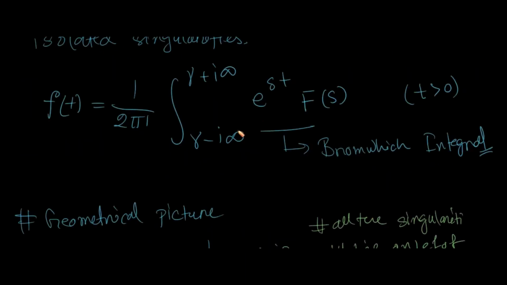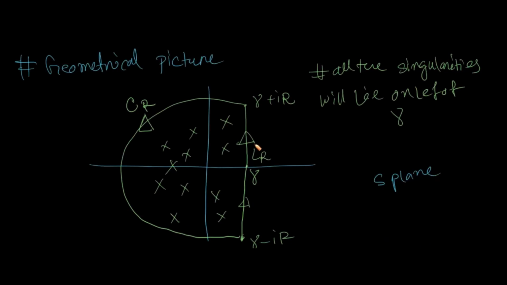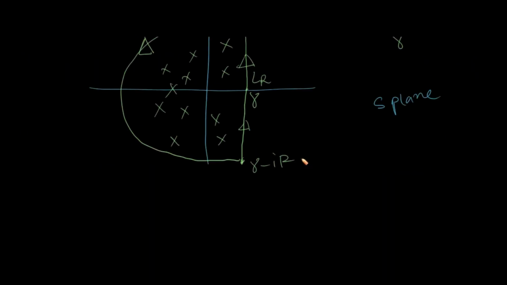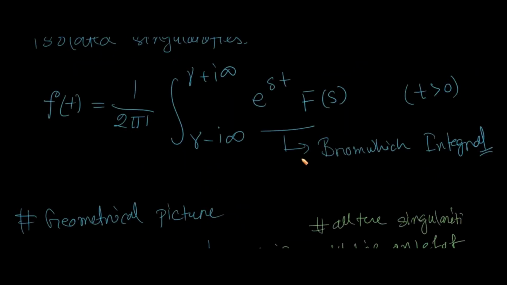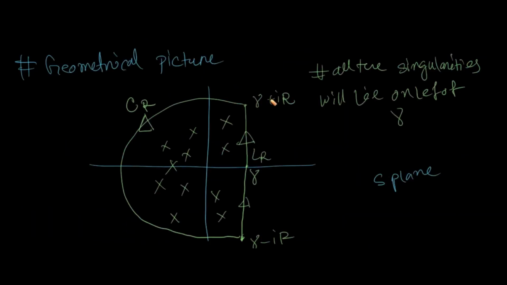So that's why you will have this I infinity, and I mean plus I infinity, and the minus I infinity over here. That's the idea behind it. The main reason for choosing this gamma is to let you know that you have to consider all the singular points that come with the function f of s. And this is the Bromwich contour.